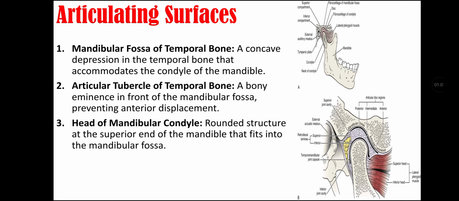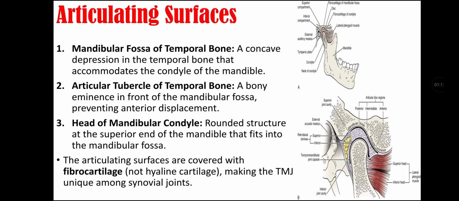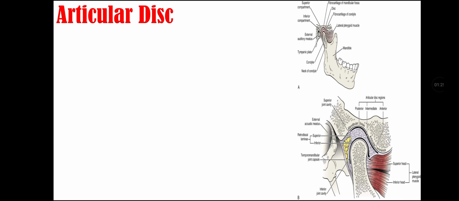Second articulating surface of the TMJ is head of mandibular condyle, that is a rounded structure at the superior end of mandible that fits into the mandibular fossa. The articulating surfaces are covered with fibrocartilage, not by hyaline cartilage, making the TMJ unique among synovial joints.